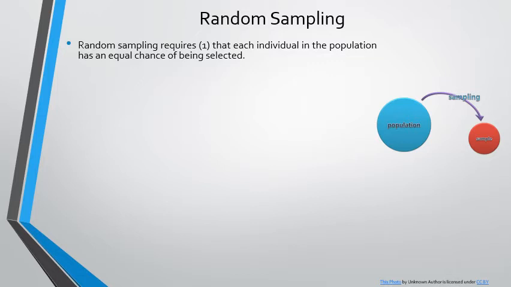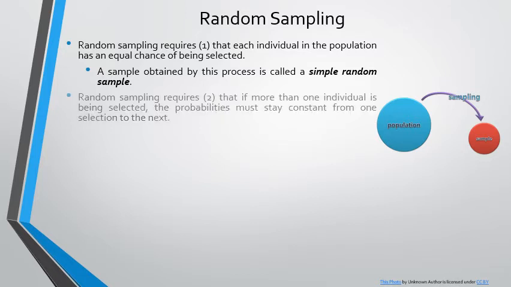So you start with a population and you sample it and you get a sample for your study, right? Well, a sample that's obtained in this process of everyone having an equal chance of being selected is called a simple random sample. So random sampling requires also that if more than one individual is being selected, the probabilities must stay constant from one selection to the next.